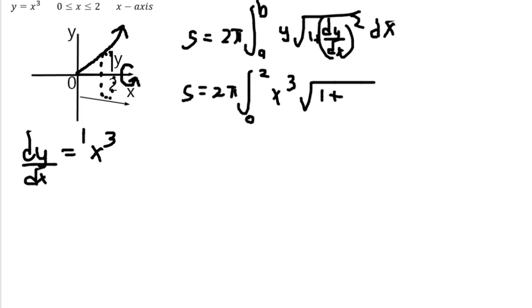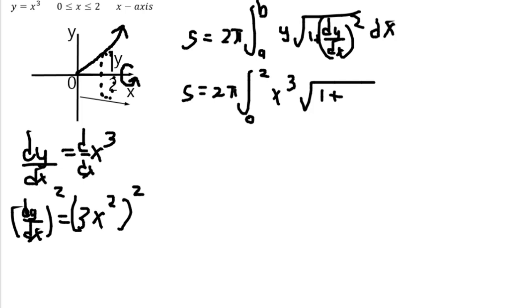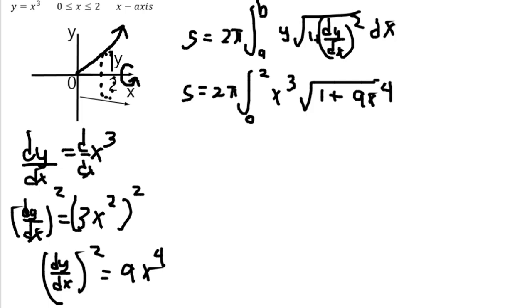Let's take the derivative of y with respect to x. So that's going to be dy/dx equals, we can just use the power rule, so we got 3x squared. Then let's square it now, so we can just plug it in the formula. So taking the square of this, we got (dy/dx) squared equals 3 squared, which is 9, and x squared squared, that's going to be x raised to the 4th. So let's just plug it there. So we got 9x raised to the 4th, dx.